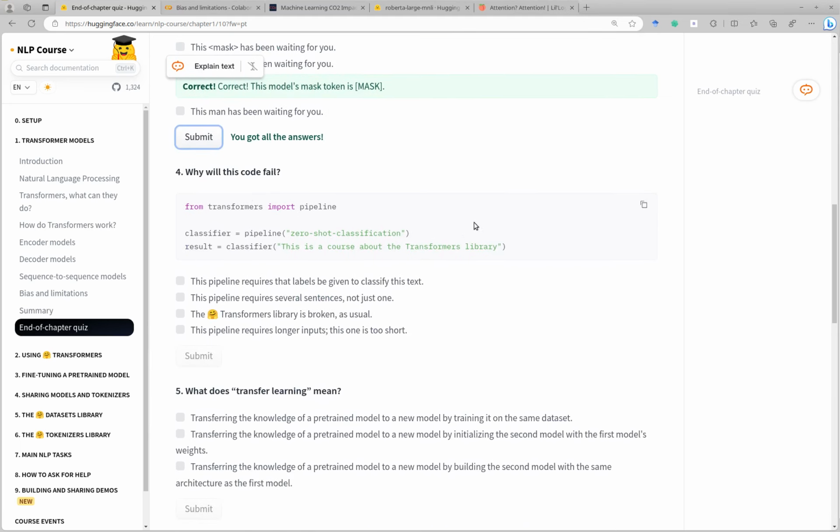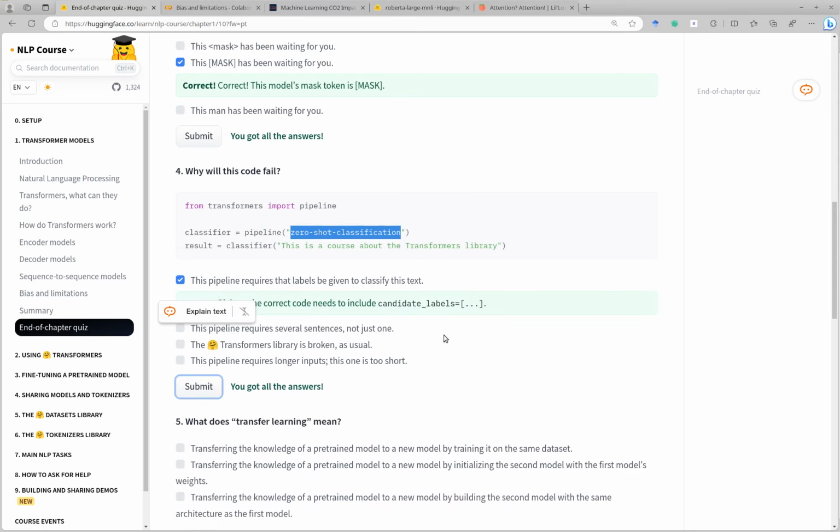Why does this code fail? As we know, in the case of zero-shot classification we have to provide our labels. This label is not provided here, so that is the problem. Pipeline requires that labels be given to classify this text. The other options, that the pipeline requires several sentences broken up or requires longer text, are no. So this is the one.